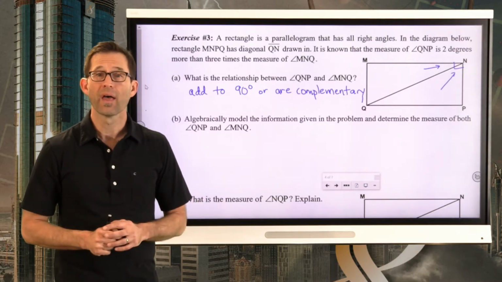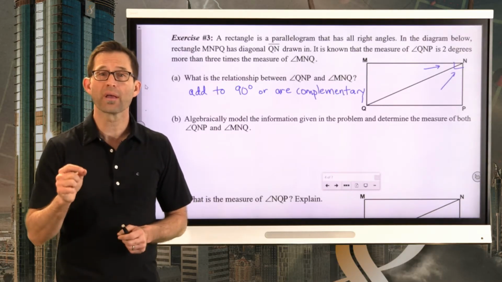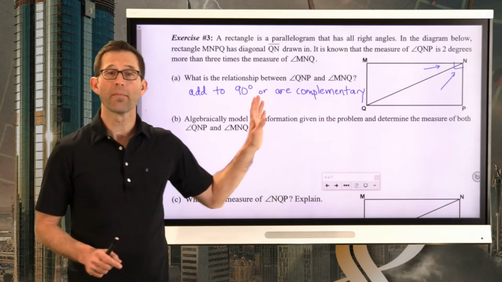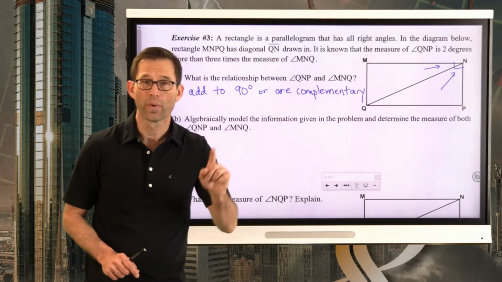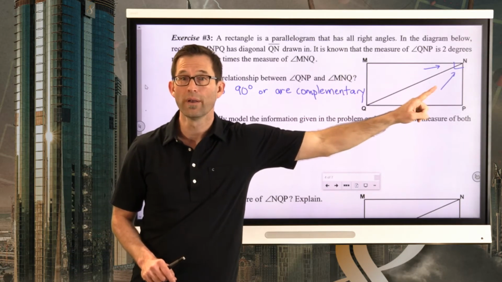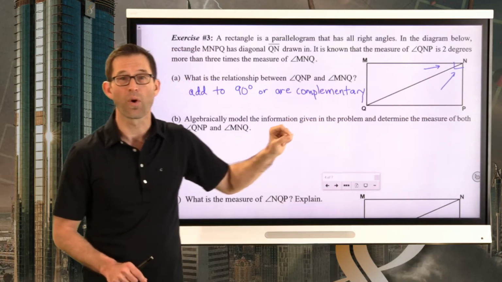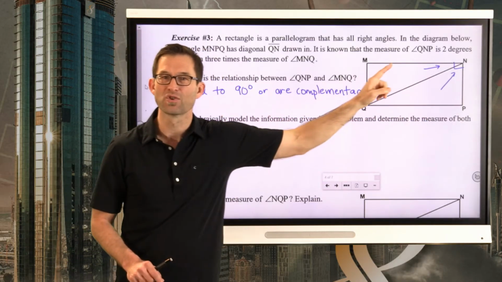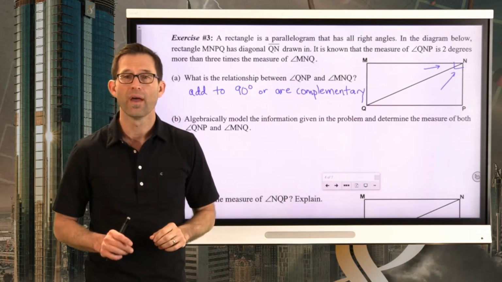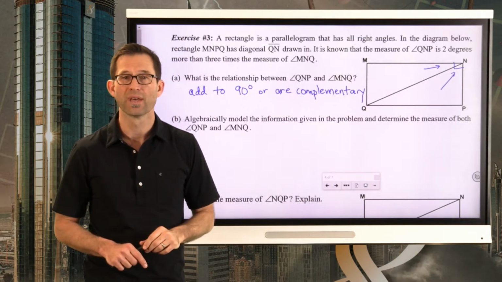Letter B asks us to algebraically model the information given in the problem and determine the measure of both angle QNP and angle MNQ. Well, we know that their measures are going to add up to 90 degrees. We also know that the measure of QNP is 2 degrees more than 3 times the measure of MNQ. See if you can put all that together and figure out the measure of both of those angles.